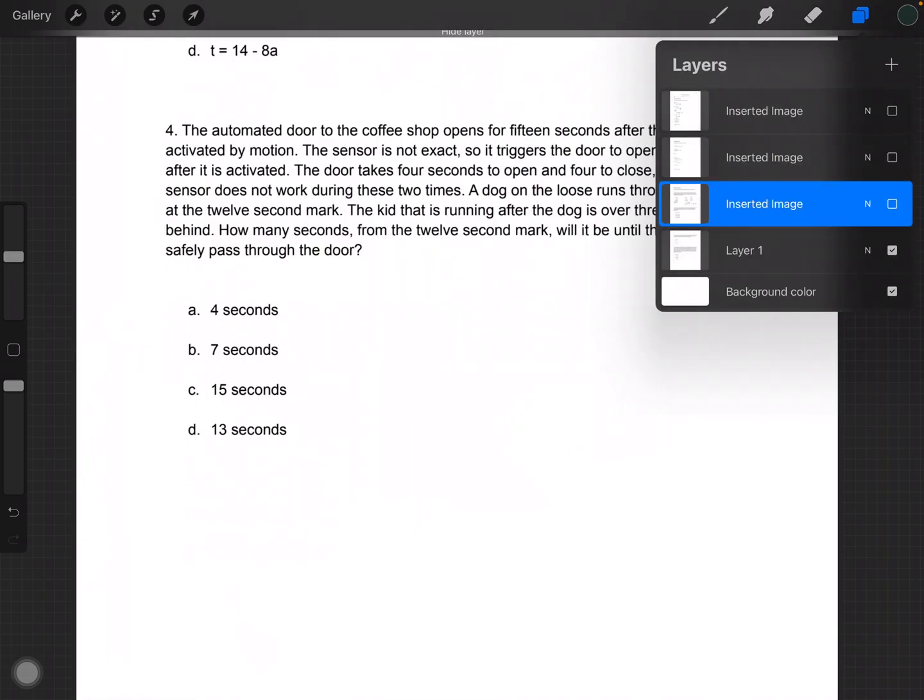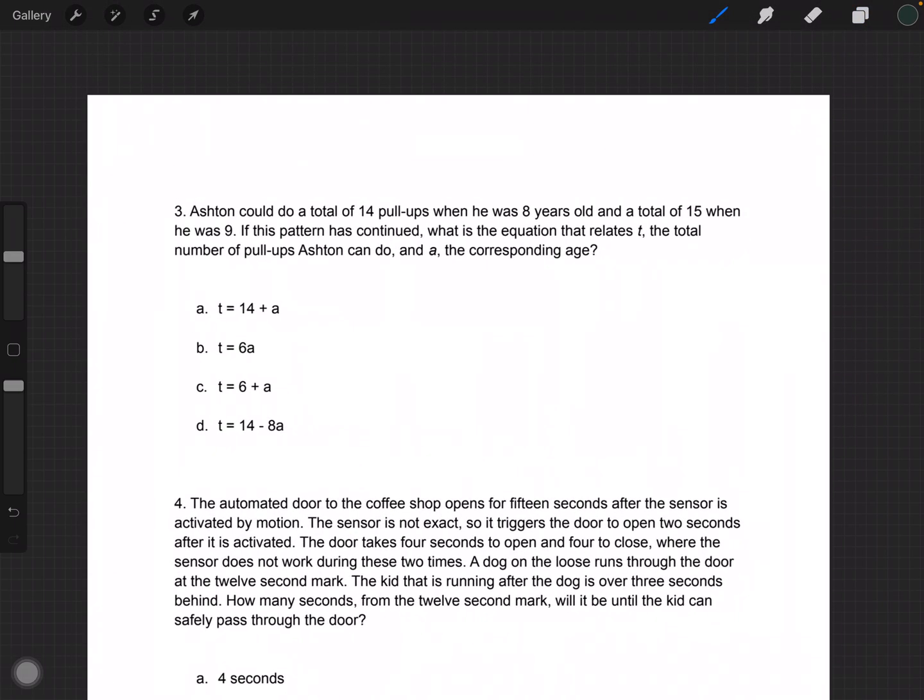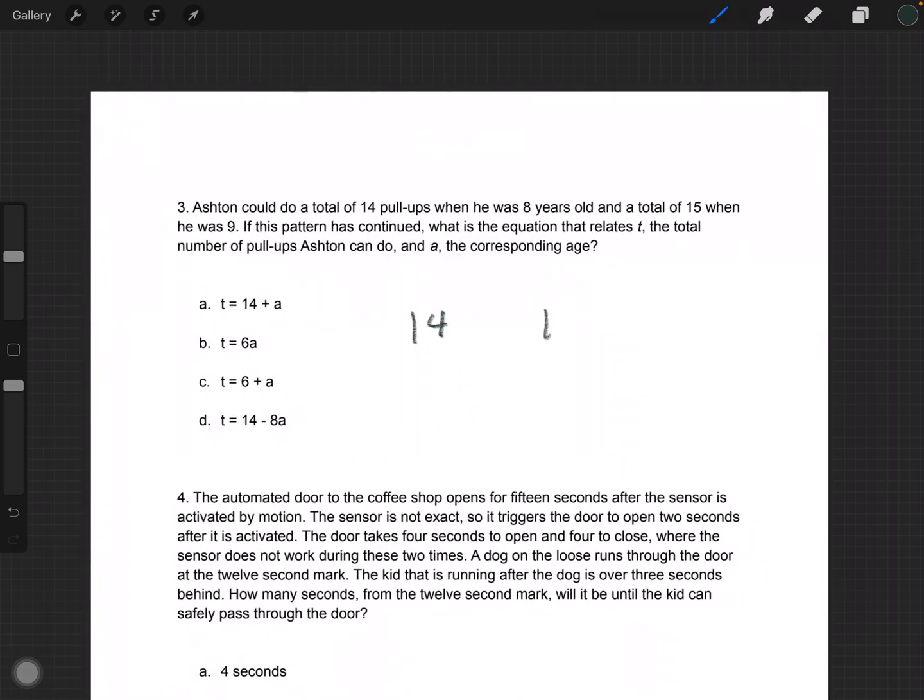So actually, I'll do one here, and then I'll do the top one over here. It says Ashton could do a total of 14 pull-ups when he was 8 years old, and a total of 15 when he was 9. If this pattern has continued, which equation relates T, the total number of pull-ups Ashton can do, and A, the corresponding age? If we look at it from his 8th year to his 9th year, he went from 14 to 15. So by the looks of it, he's going up by 1.